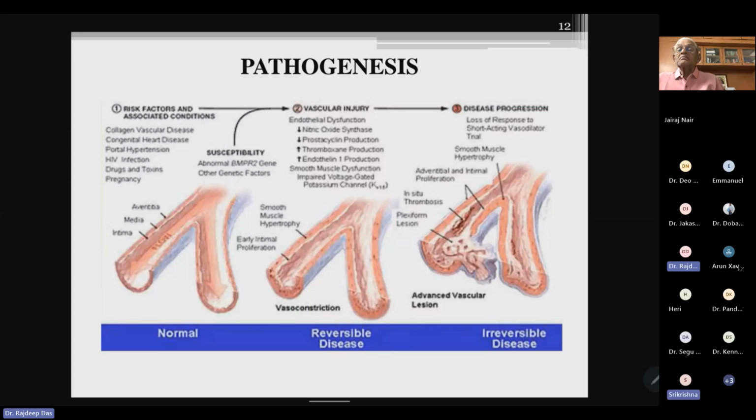which leads to various decrease and increase in the vasoconstrictor and vasodilator synthesis and production, which we'll discuss later, which ultimately leads to the smooth muscle hypertrophy, smooth muscle dysfunction, and then the disease progresses to the irreversible phase, that is severe smooth muscle hypertrophy with intimal hyperplasia, and ultimately resulting in situ thrombosis and may result in plexiform lesion or angiomatoid lesion, which is called the advanced vascular lesion, which is the irreversible disease.